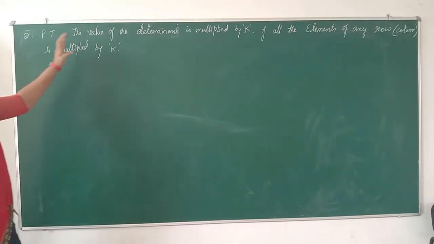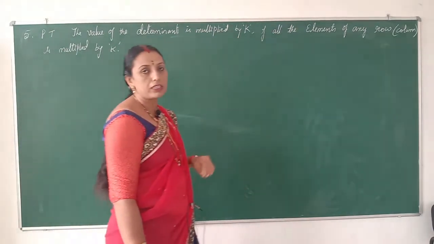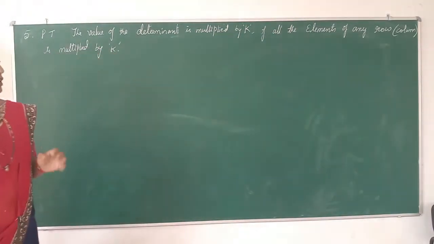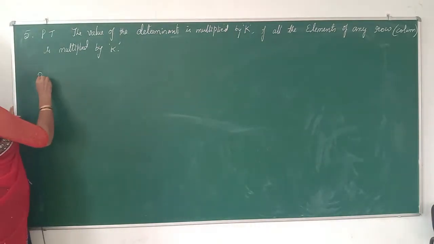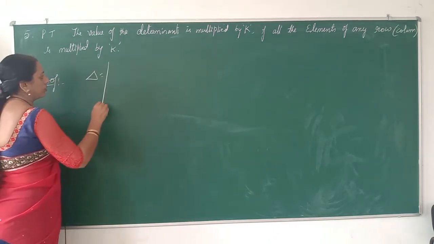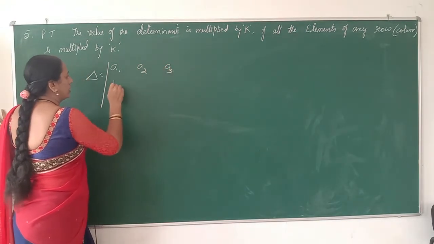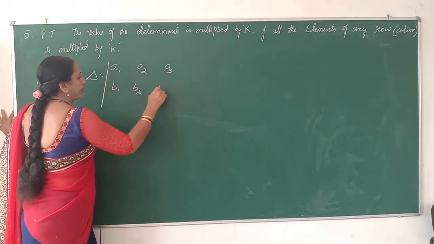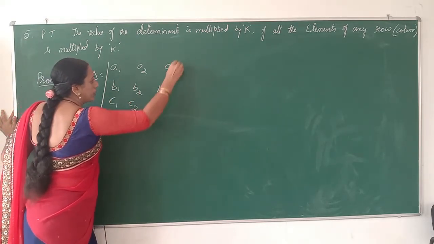Next one, prove that the value of the determinant is multiplied by k if all the elements of any row or any column are multiplied by k. Now first we will consider delta. So delta in the general form has elements A1, A2, A3, B1, B2, B3, C1, C2, C3.